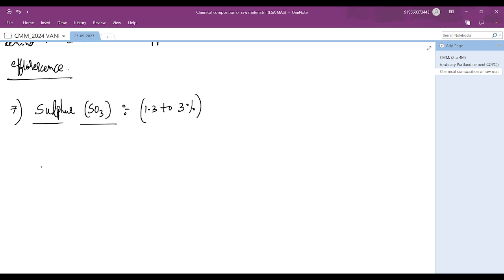So if lime is present, then it imparts strength, but if excess lime is present, then obviously it reduces the strength, as explained. A similar kind of function applies here for sulfur as well. So it makes cement sound. Excess causes unsoundness.